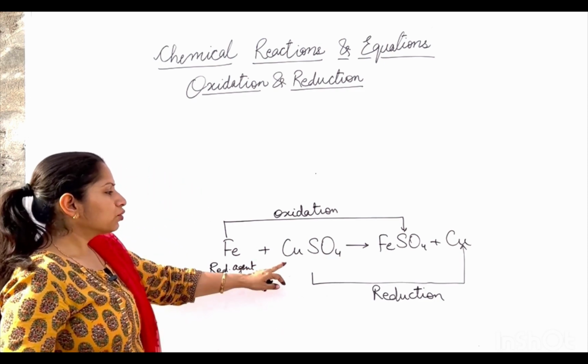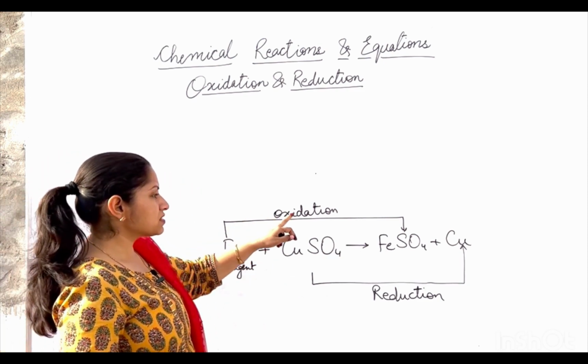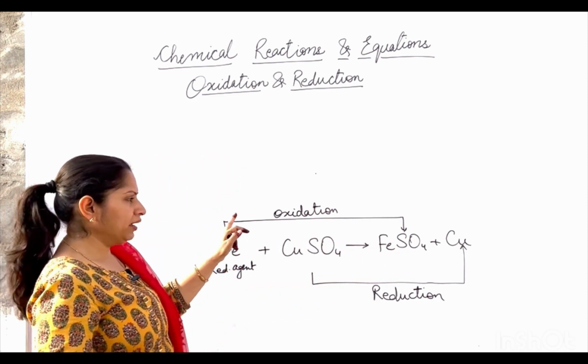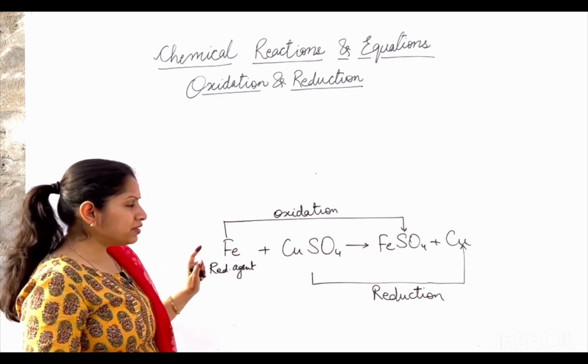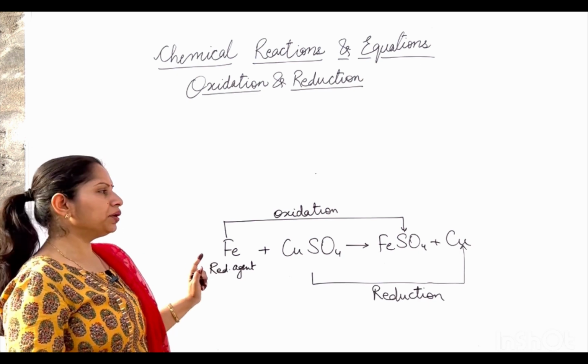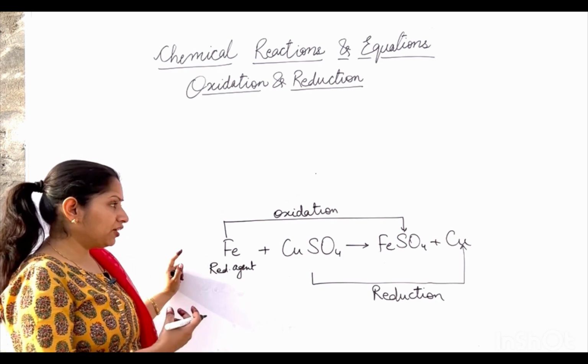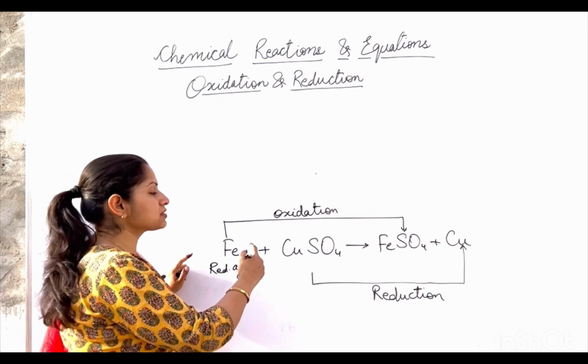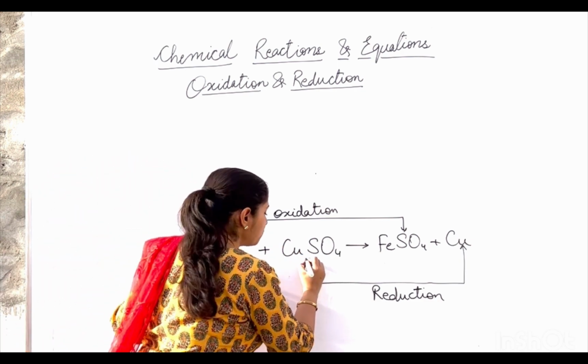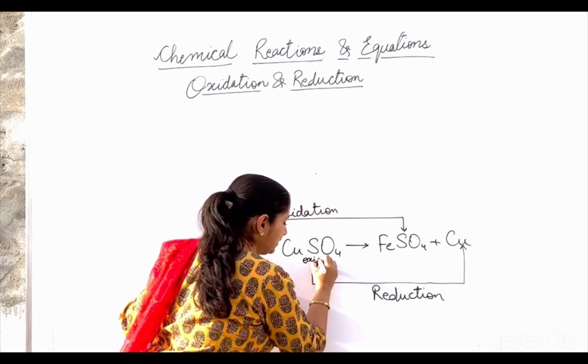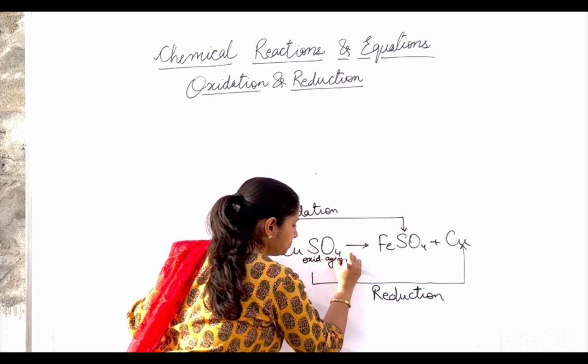Now here, iron is undergoing oxidation. So, which substance is helping iron to undergo oxidation? Which reactant is giving oxygen to iron? That is copper sulfate. So, copper sulfate is the oxidizing agent.